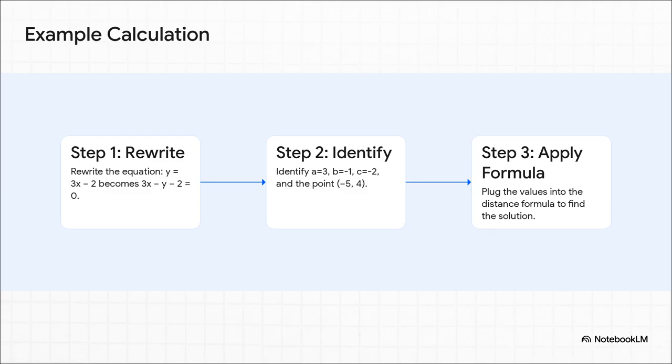We want the distance from the point (-5, 4) to the line y = 3x - 2. Step 1, and this is important, we've got to get the equation into the right format. We just move everything to one side so it equals 0. So that becomes 3x - y - 2 = 0. Easy. Step 2, we just identify our pieces. A is 3, B is -1, C is -2, and our point gives us x1 as -5 and y1 as 4. Now for the last step, we just plug all those numbers into the formula and solve. See? It takes a tricky geometry question and turns it into simple arithmetic.